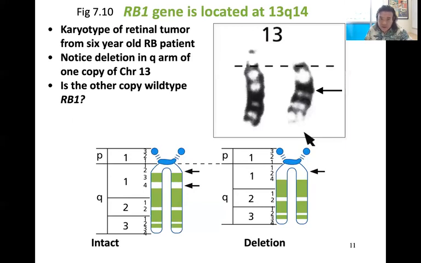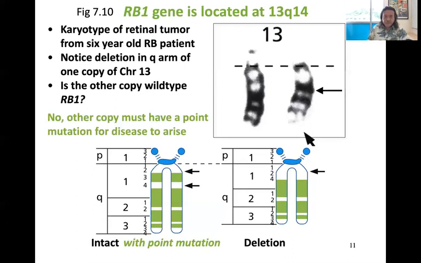This little 6-year-old boy, I think, was born with a deletion of chromosome 13. And within the first few years of his life, it was inevitable that in some cell in his eye, there'd be a random mutation in the other copy over here that gave rise then to his disease. So, is this other copy then wild type in this boy? No, right? This other copy must have a point mutation also. Otherwise, he would not have developed the RB. And I should mention, this is, of course, taken from the actual tumor cells.